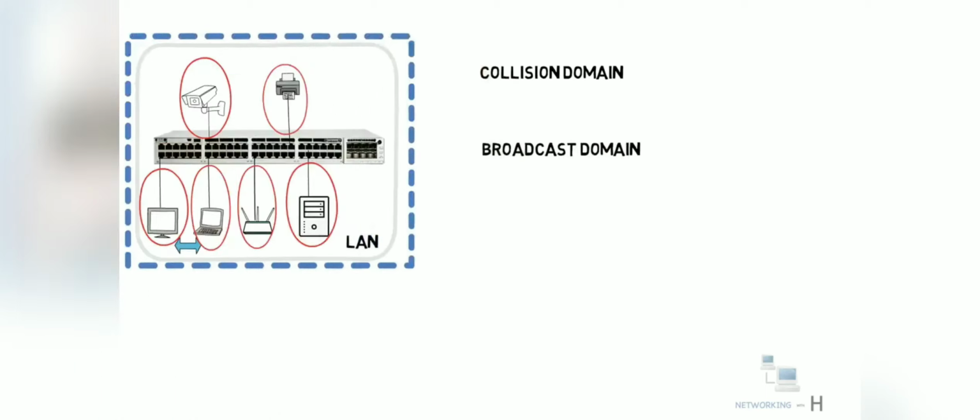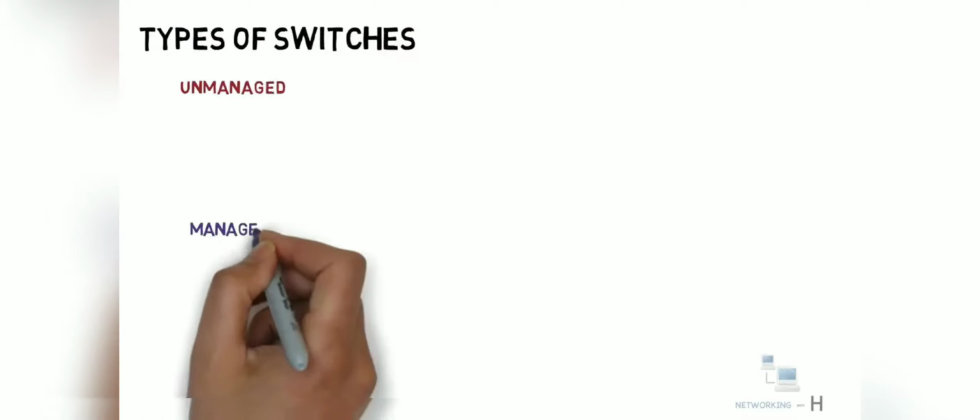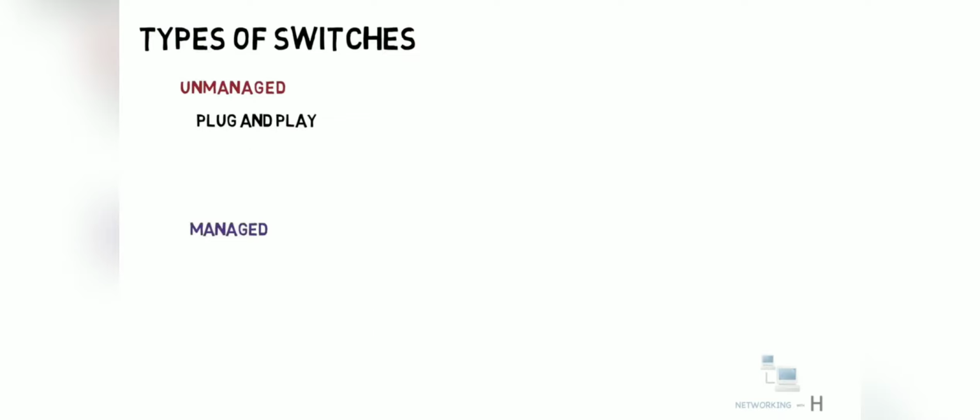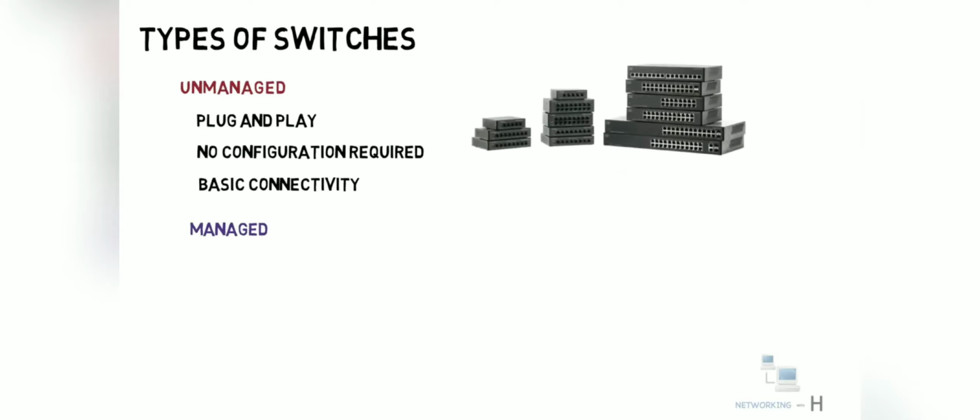A broadcast domain contains all the devices that can reach each other at the data link layer, that is OSI layer 2, by using broadcast. There are two types of switches, unmanaged switch and managed switch. An unmanaged switch is designed so that you can simply plug it in and it works without any configuration required. Unmanaged switches are typically for basic connectivity. You'll often see them used at home or wherever a few ports are needed. One example of an unmanaged switch is the Cisco 100 series switch.